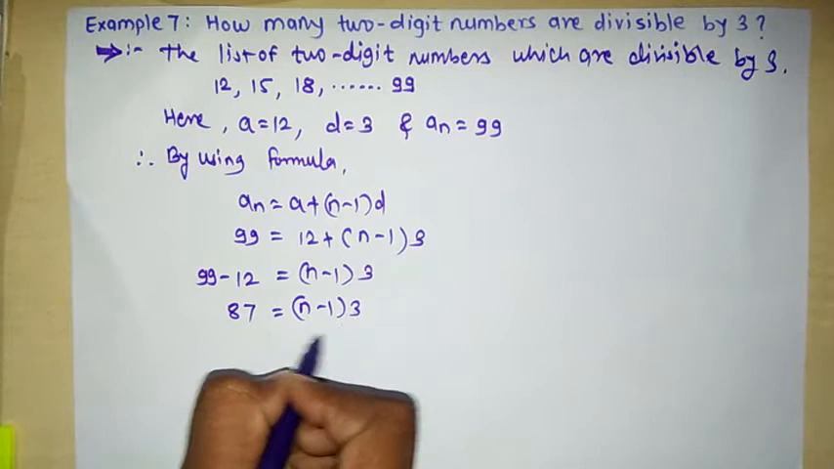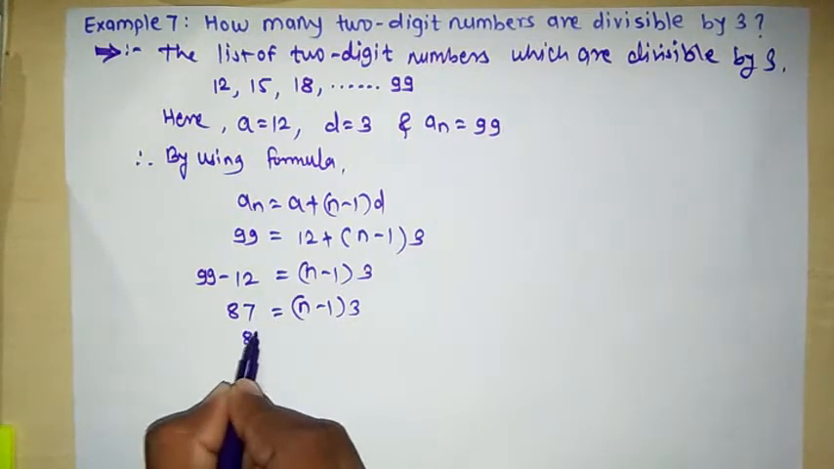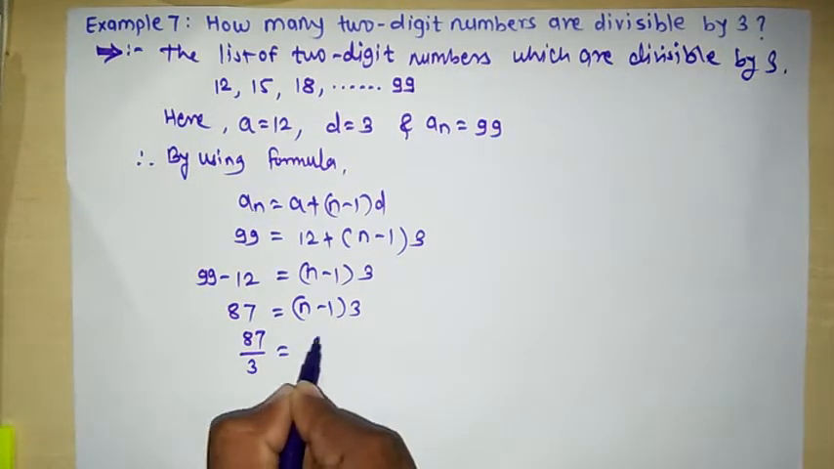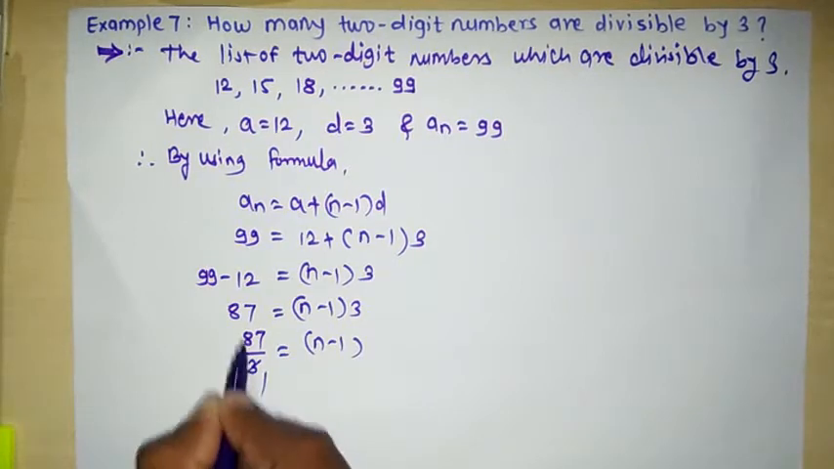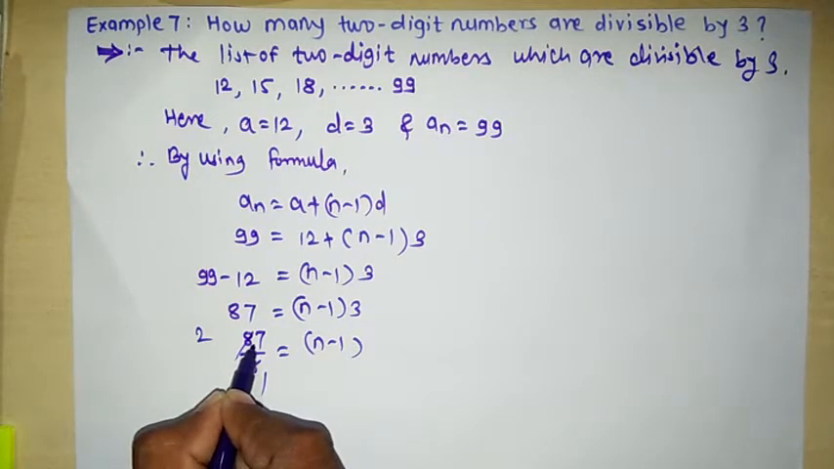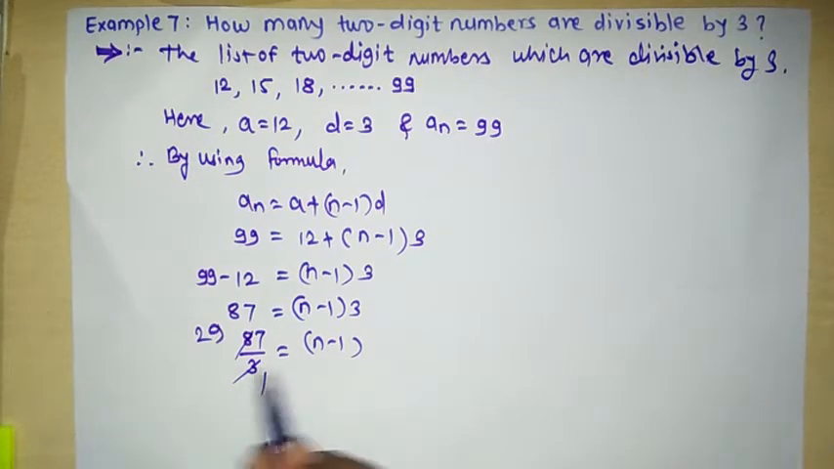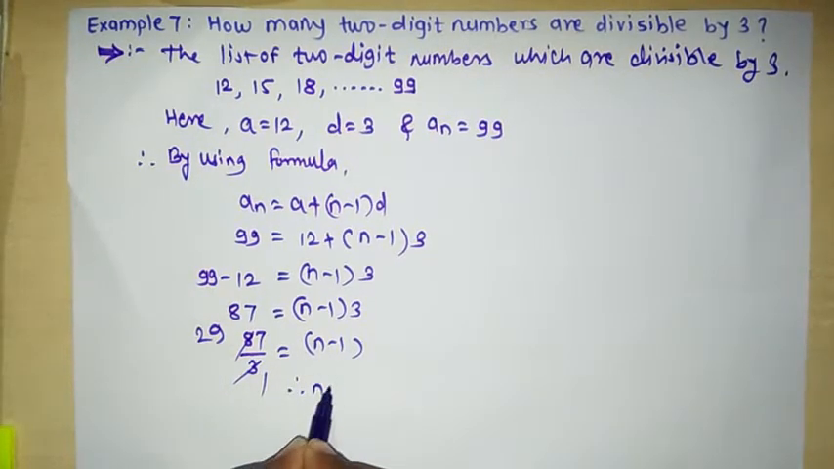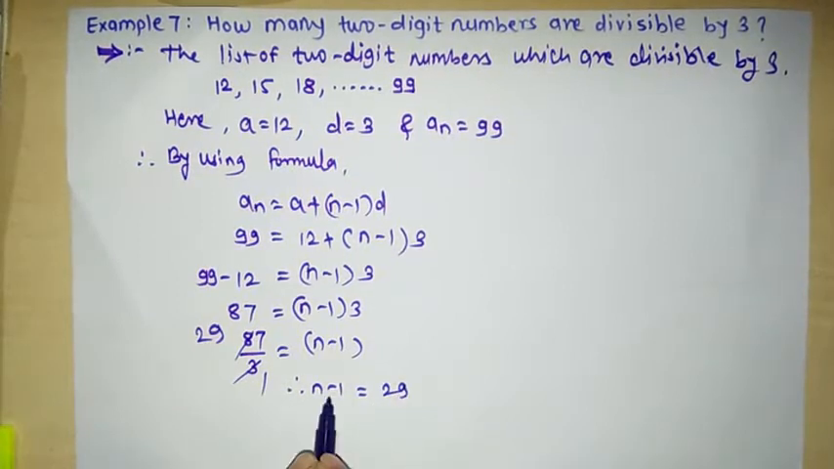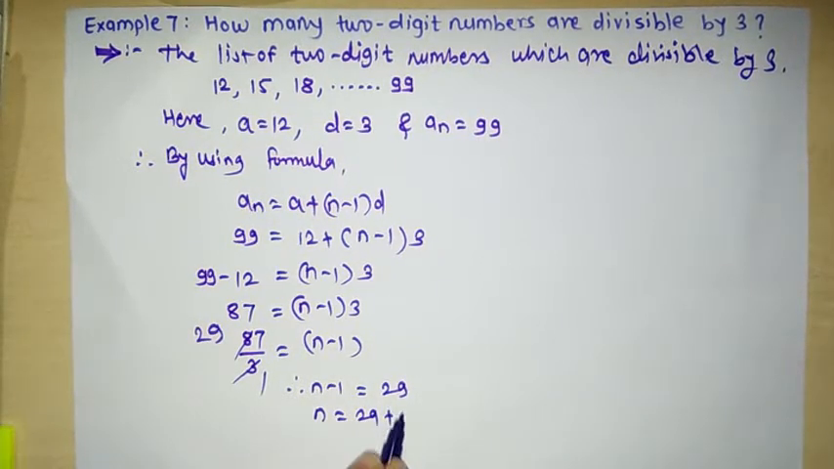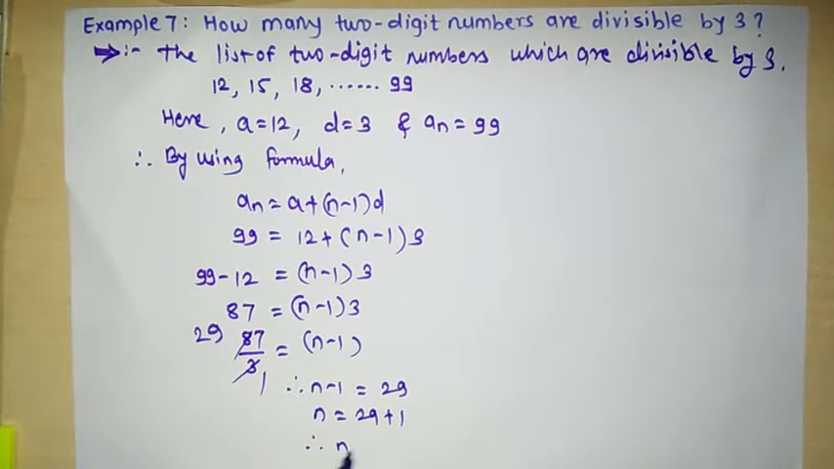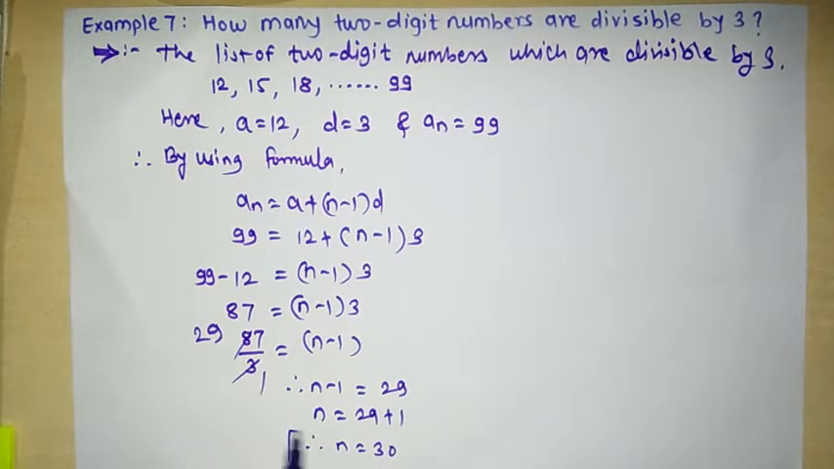87, which is equal to N minus 1 into 3. Now send this 3 to the left hand side. It will become 87 divided by 3 is equal to N minus 1. Now 3 1s are 3, 3 2s are 6, again 2 will remain, 3 9s are 27. Therefore, N minus 1 is equal to 29. Now send this minus 1 to the right hand side. It will become plus. Therefore, 29 plus 1, N is equal to 30.